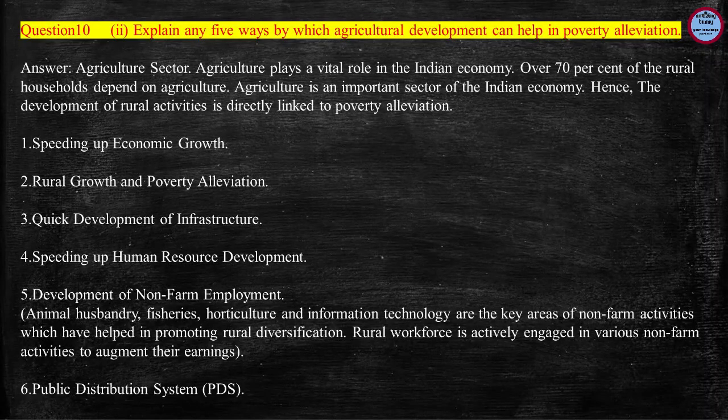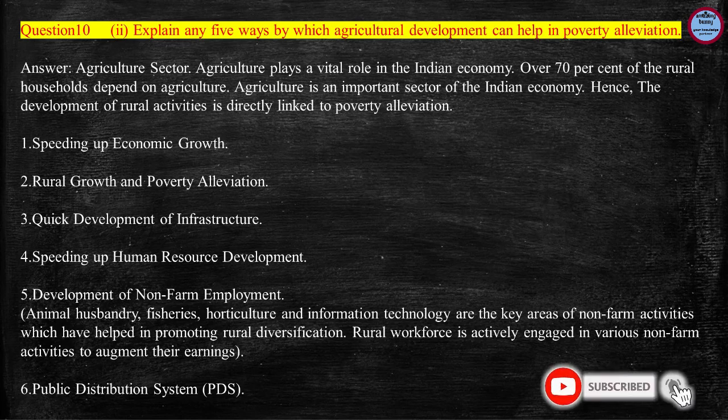Explain any 5 ways by which agricultural development can help in poverty alleviation. So the answer is, the agriculture sector plays a vital role in the Indian economy. Over 70% of the rural households depend on agriculture. So agriculture is an important sector of the Indian economy. Hence, the development of rural activities is directly linked to poverty alleviation.